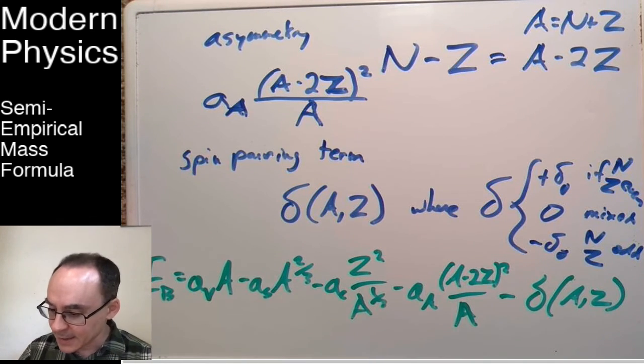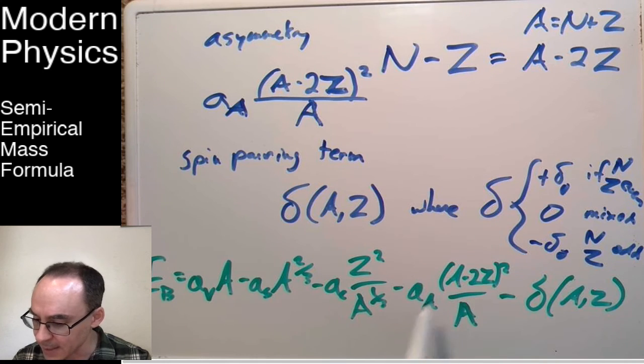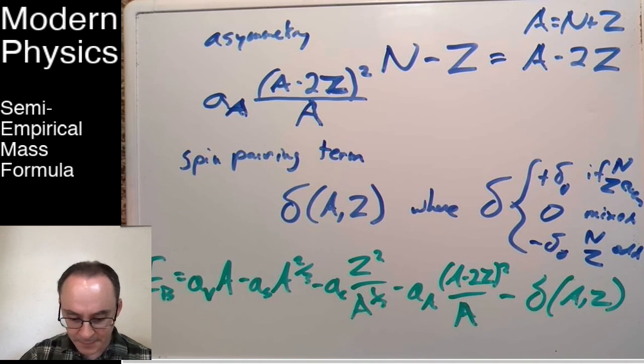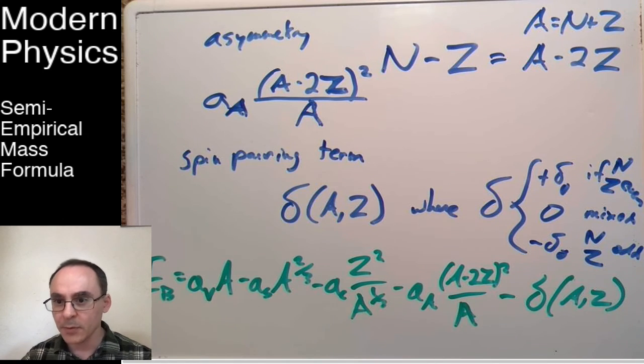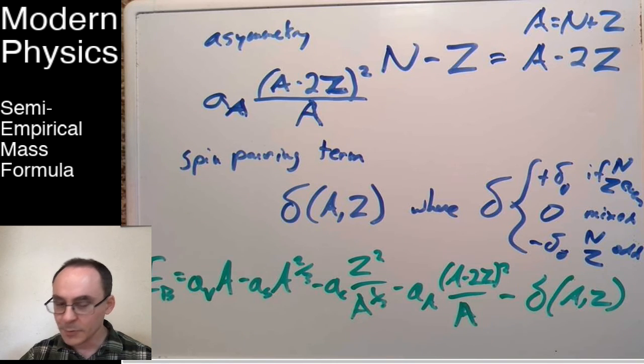And so then the idea is we take these unknown coefficients, this lowercase a sub v, a sub s, a sub c, a sub a, and this delta naught, and you look at the data and do a multi-parameter fit. Historically, this is what people have done. The data are complicated and this model isn't completely perfect, so people sometimes get slightly different fits depending on which particular data set you trust the most.